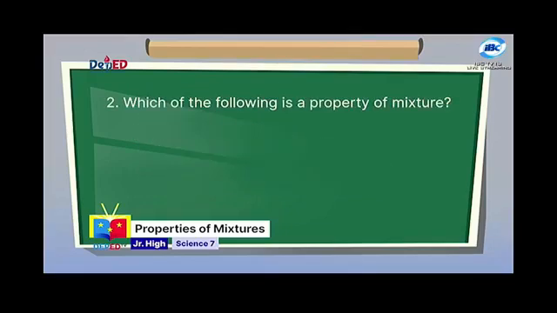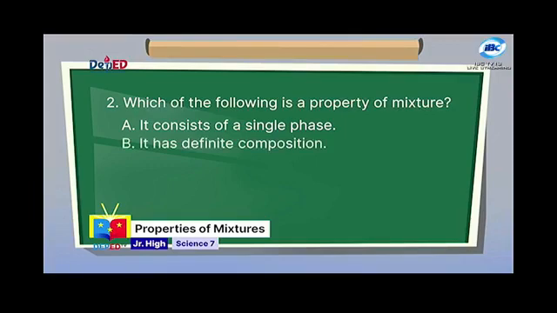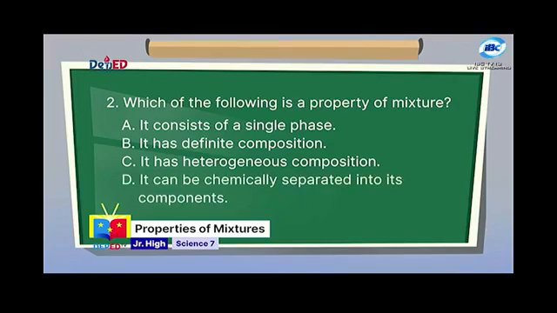Number 2. Which of the following is a property of mixture? A. It consists of a single phase. B. It has definite composition. C. It has heterogeneous composition. D. It can be chemically separated into its components.